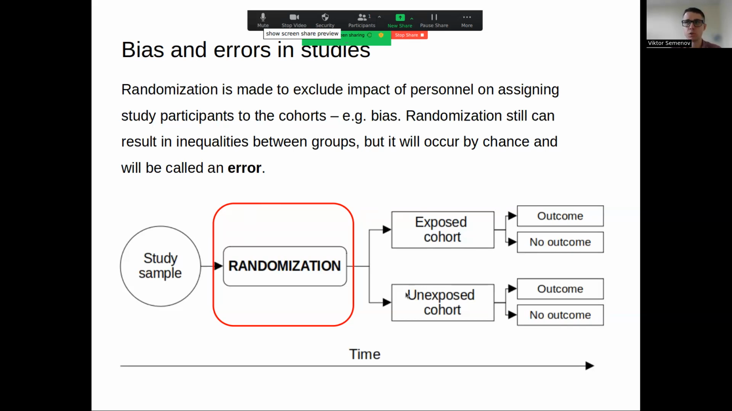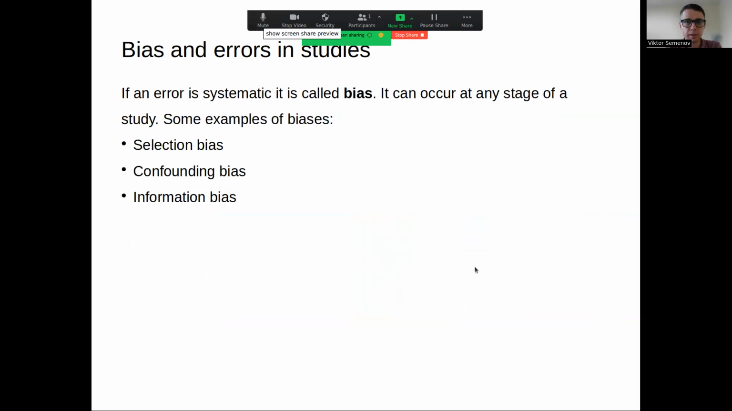Bias is an error which is explained by some intention or not intention, but still by some systematic process which led to the formation of cohorts. But randomization will try to reduce this inequality, and if inequality still exists, it will be called an error, because it's not okay to have unequal exposed and unexposed cohorts, but it occurred by chance and there is nobody to blame. It just happens. Some random things can happen and we can do nothing with it. We can only reduce their probability.